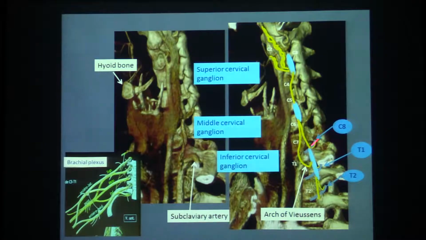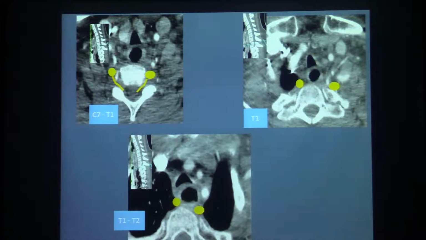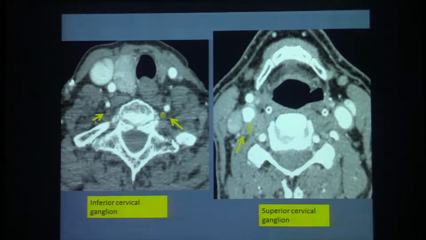Here is another view from the CT scan where you see very well the relationship between the brachial plexus roots and this sympathetic pathway. When you make transverse slices on CT scan, you can easily see this sympathetic pathway, which is just in front of the vertebra, on each side of the vertebra at the different levels. You can easily see the inferior ganglion at the level of the thyroid, and the superior ganglion at the hyoid level. So it's rather simple to know where to find the lesion. It's in front of the vertebra, on each side.